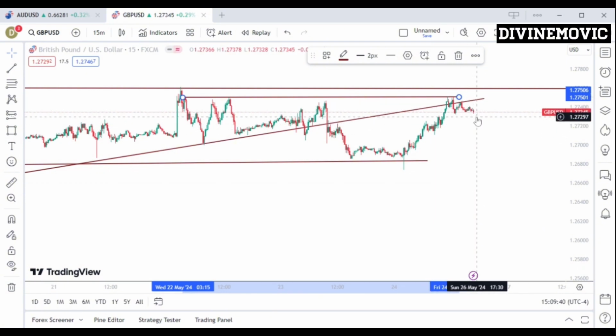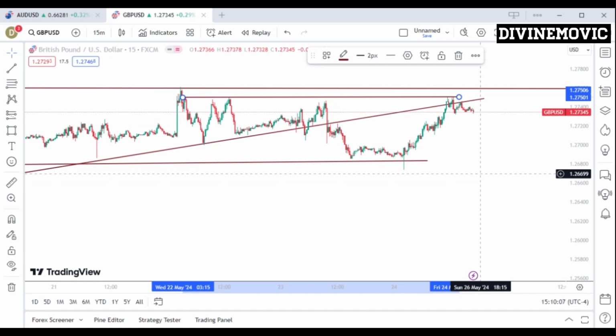And where's my entry? My entry depends on what price does when price opens. If price opens at this point, sweeps out this liquidity and gives me a change of character, then I'm going to sell for a long term. But if price does not take out the liquidity, I'm going to sell for a short term. That means I'm going to sell to my demand level, or my area of demand.